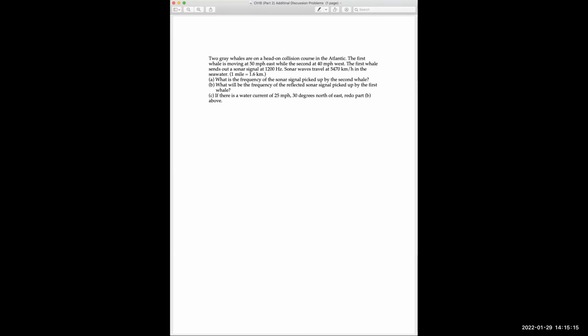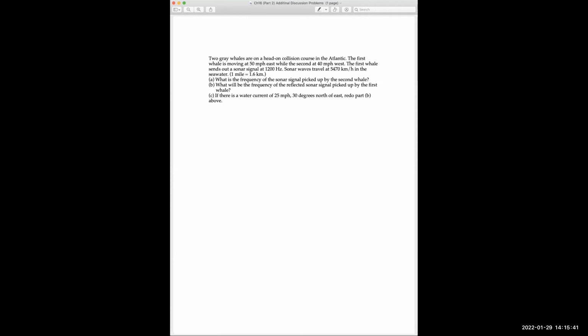All right, so in this problem, we have two gray whales that are swimming towards each other. And one of the whales, the first whale, sends out a signal at 1200 hertz. And that signal then travels towards the second whale, who picks up the signal. Now, due to the motion of both whales, the second whale will receive a frequency that is a little bit different from the original value.